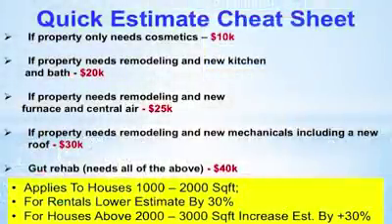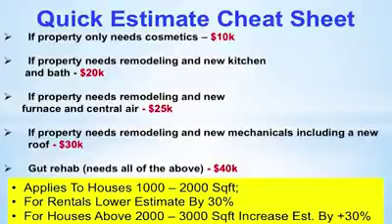If the property needs remodeling, a new kitchen and bath, usually $20,000. If it needs remodeling and a new furnace and central air in addition to the new kitchen and bath, it's usually like $25,000. If it needs remodeling, new mechanicals, including a new roof, in addition to the kitchen and bath, $30,000. Usually a full average rehab is around $30,000 for most investors that I know, 1,000 to 2,000 square feet. $35,000 maybe in some cases, maybe $28,000, but $30,000 is my sweet spot number.